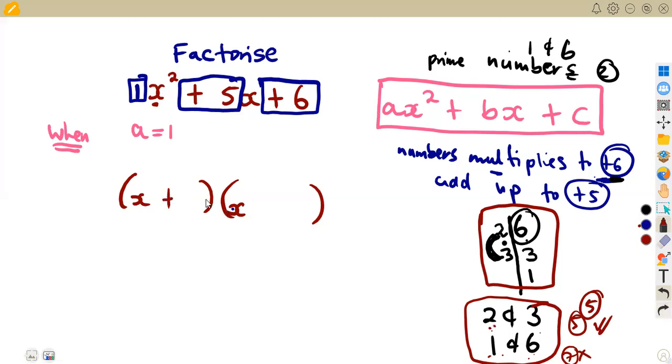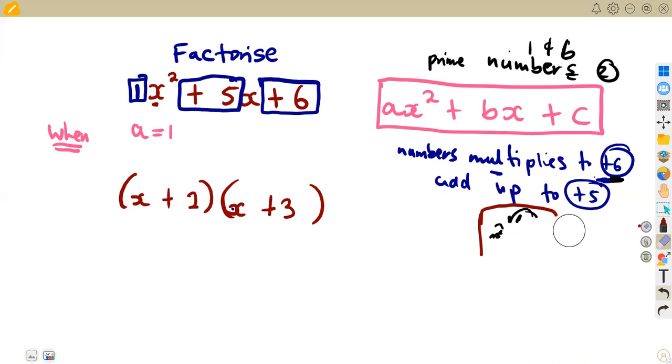2 is positive, so it's going to be positive 2. 3 is also positive, so it is going to be a positive 3. So that is how you can factorize this. It was direct because the coefficient was a 1. So I want you to see now what happens if this coefficient is not a 1.